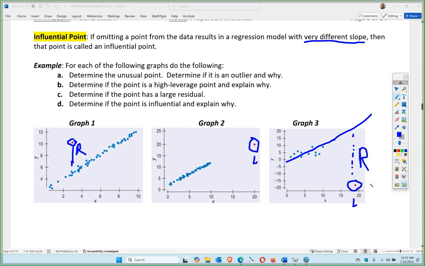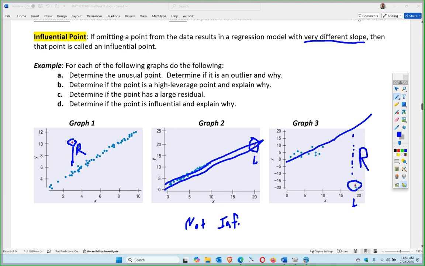So residual, leverage, both. Is the point influential? Explain why. Well, this one is right on the line. That's not going to change the slope, right? So that's not influential. Should you remove that point? Maybe. Is it going to make a difference? Not to the model, right? Should you remove this one?